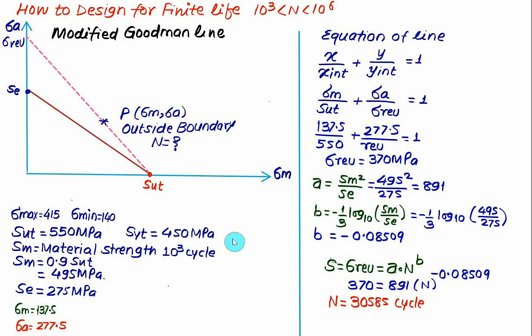But my discussion is only for the Goodman line. In that case, you have to use the same straight line equation. If it is a Gerber, then you have to use the parabolic equation to find the reversible stress.